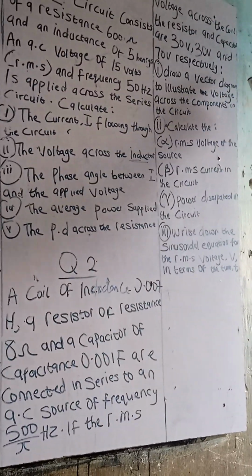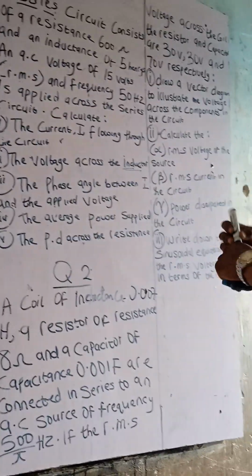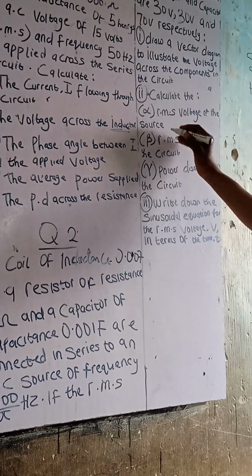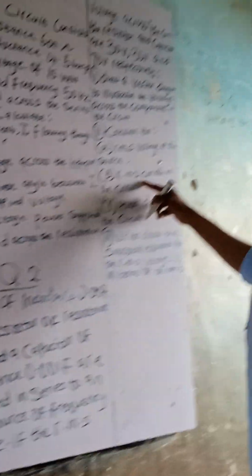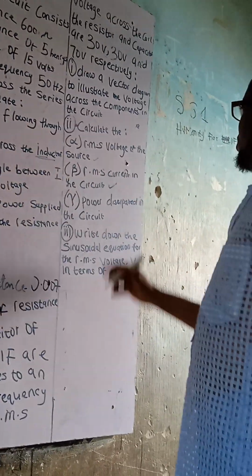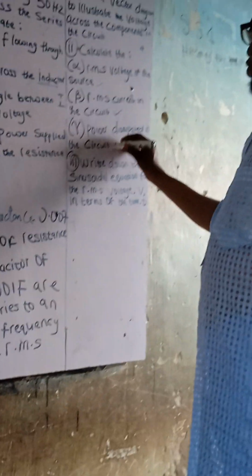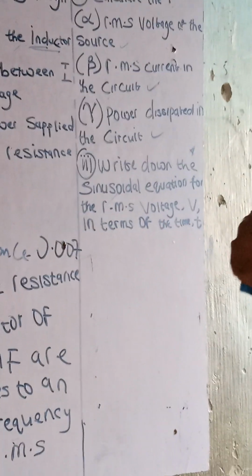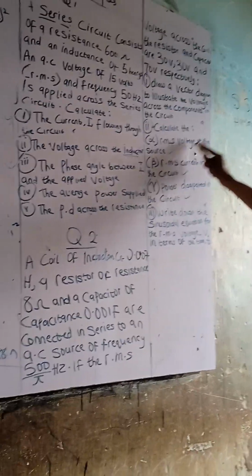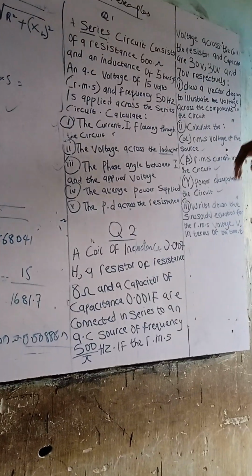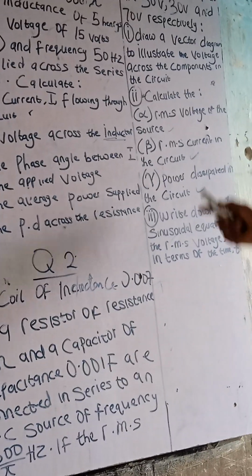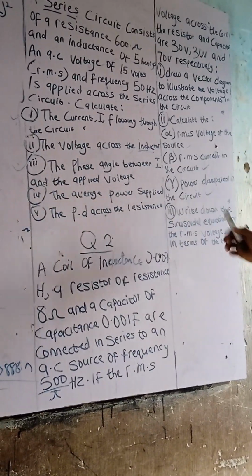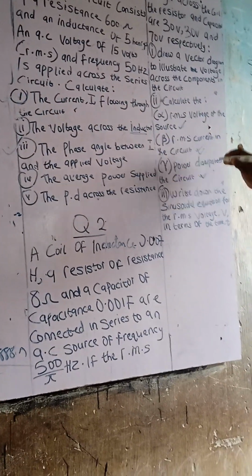Okay? Now draw a vector diagram to illustrate the voltage. Forget about this if they cannot handle that, but they can try it. Now calculate the RMS voltage of the what? Of the source. RMS current in the what? Circuit. The power dissipated in the what? Circuit. Just power. So what you are doing for me: calculate the RMS voltage of the whole source. Then the RMS current in the circuit, then power. So you can try this, and try this.